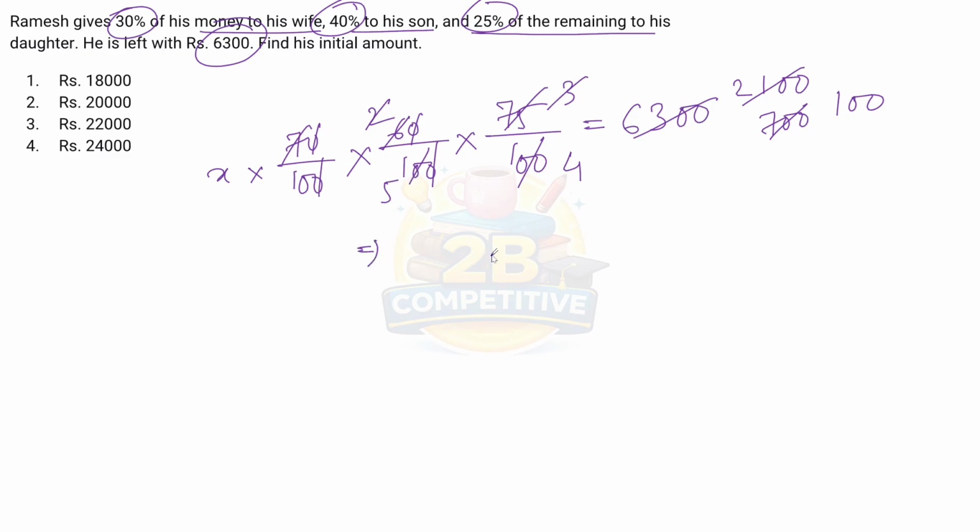So Ramesh's initial amount is 5 fours are 20 into 100, that is 20,000.